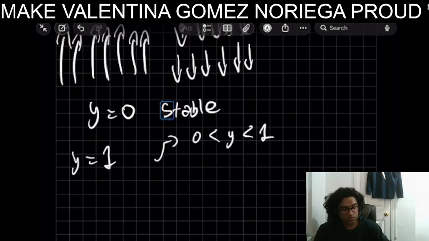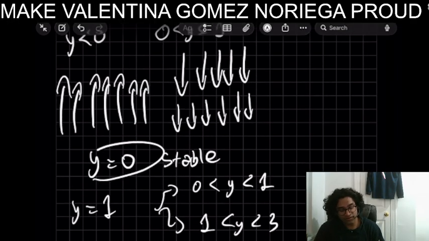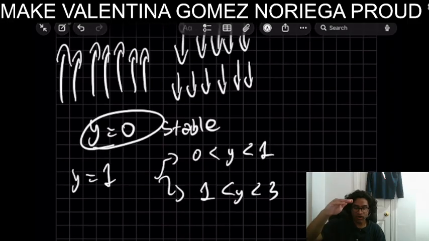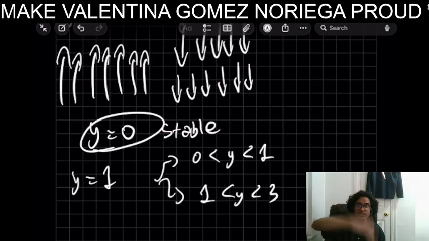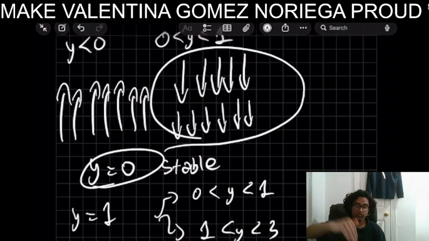Y is equal to 1, I'm going to have two things. 0, y, 1 and 1, y, 3. Now 0, y, 1, which is the below part, right? The above for previous one is the below for next one. If my above, which is 0 less than y less than 1, we know that it is going down. So that same going down, I'm going to consider that at y is equal to 1.